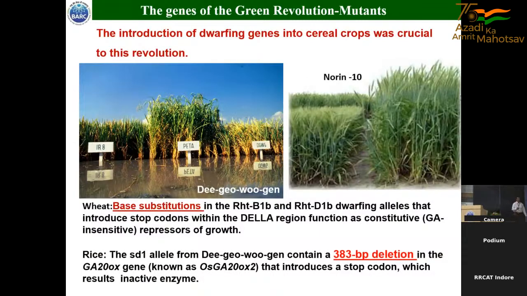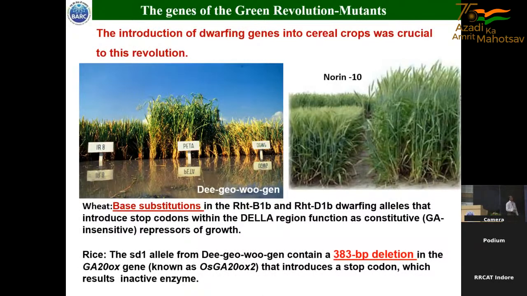So you might have all heard about the green revolution in our country, which happened in the 1960s. We might have heard about the wheat variety Norin 10 and the rice variety Dee-geo-woo-gen. These created a revolution in the country, because in those days our rice and wheat varieties grew very tall, and because they grew tall they could not withstand windy conditions and fell down. But these dwarf varieties, which we imported from China and Japan, the Norin 10 gene from wheat and the Dee-geo-woo-gen from rice, brought the semi-dwarf characters.